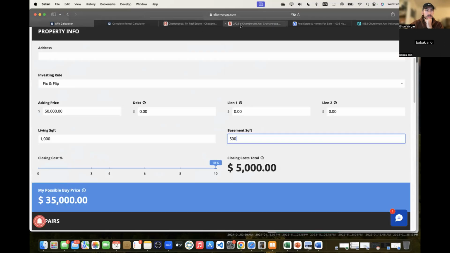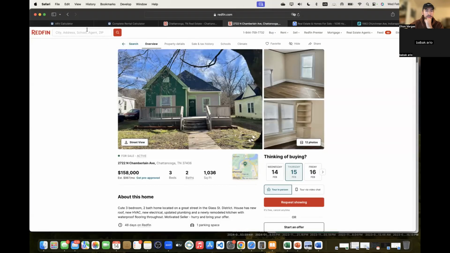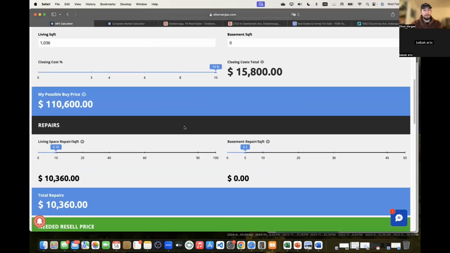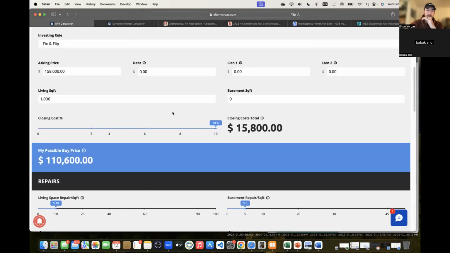Let's go to the calculator. Let me put in all the information. 158, 1036. Like I said, this one doesn't have a basement. And this is the way it's going to be structured.